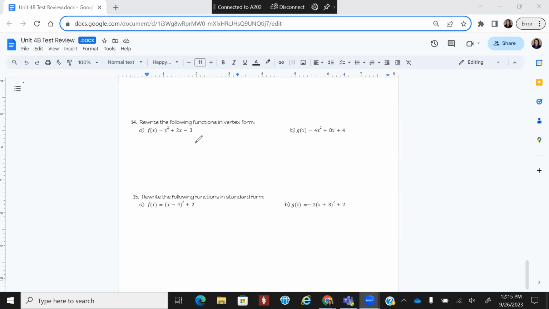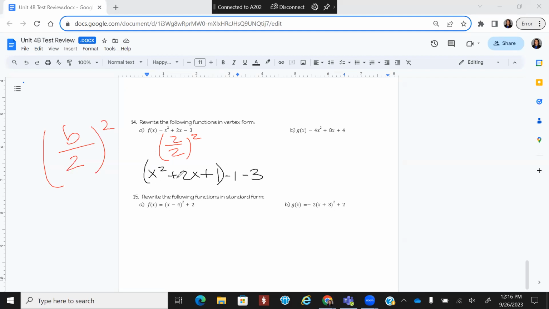What you're going to do is make sure it's in standard form. You're going to take your b value divided by 2 and square it. So what's b? What's 2 divided by 2? And 1 squared is 1. Okay, so I'm going to rewrite what I just had, but I'm going to add 1 and subtract 1, and then subtract that -3. You're going to put parentheses around those first 3 terms. Okay? You understand?